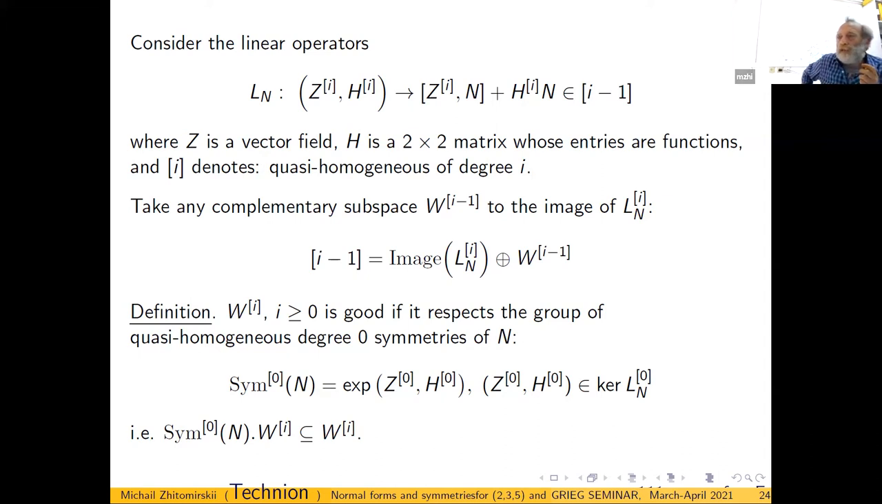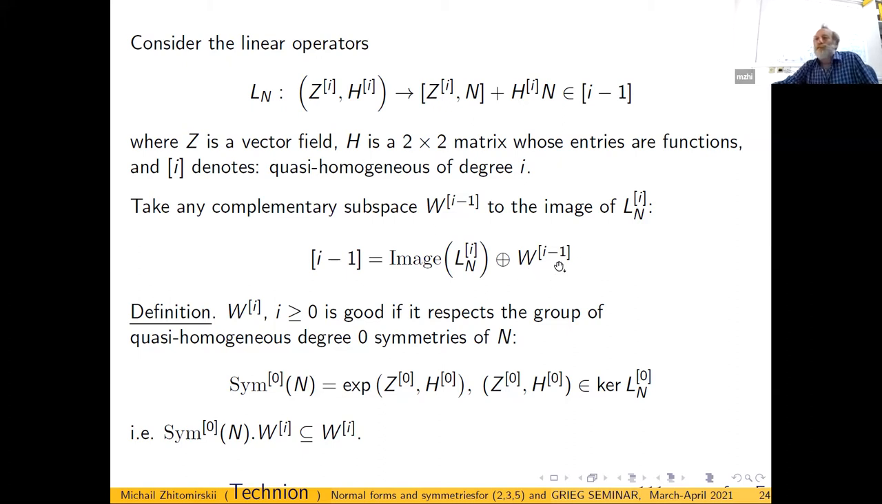Okay, so now what we need. Here we have degree of quasi-homogeneity I, but since N has degree of quasi-homogeneity minus one, this pair of vector fields in the target space is quasi-homogeneous of degree I minus one. And we have to take, in all pairs of vector fields of quasi-degree I minus one, a complementary subspace to the image of this operator. That's what we need.